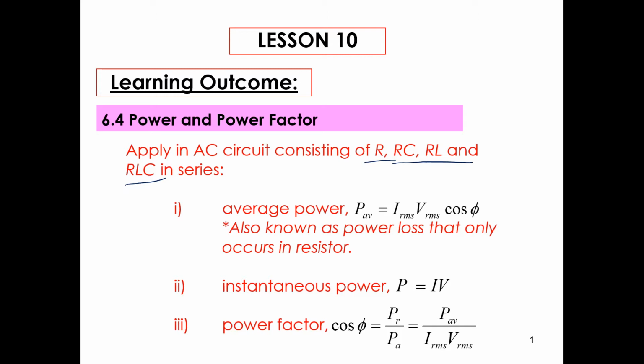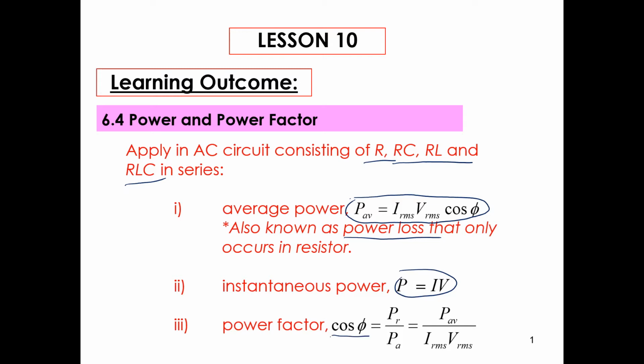Average power is equal to I RMS times V RMS times cos phi. Average power, also known as power loss, only occurs in a resistor. The second thing is instantaneous power. The equation for instantaneous power is P equal to IV. The third one is power factor, denoted by cos phi.